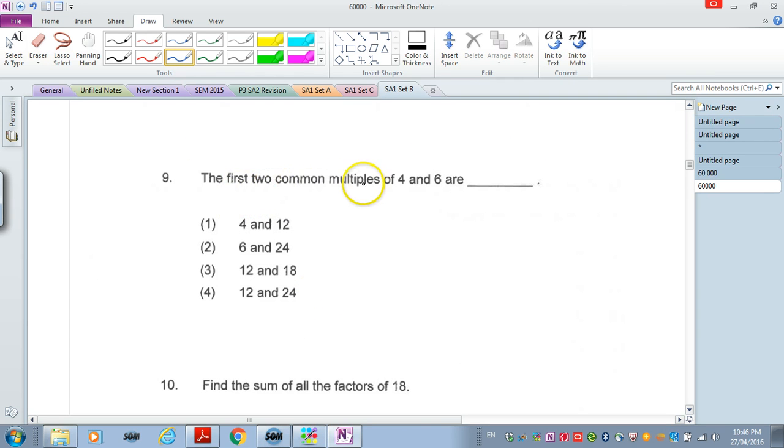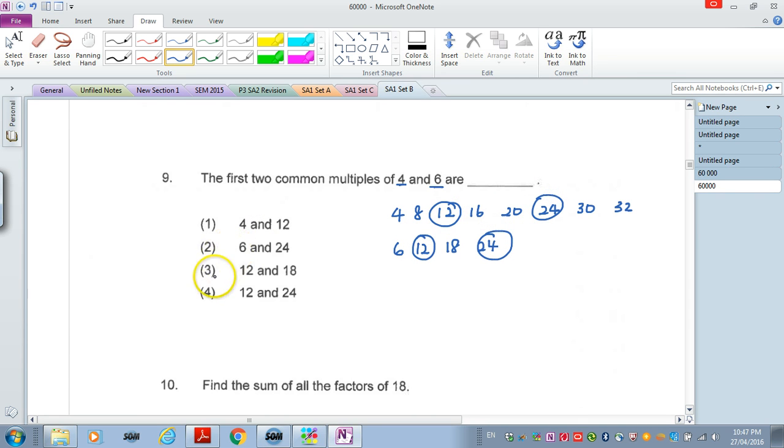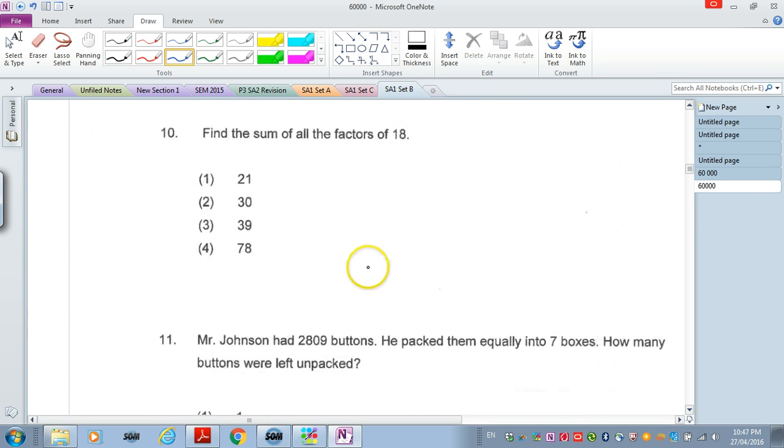The first two common multiples of 4 and 6. Multiples of 4: 4, 8, 12, 16, 20, 24, 28, 32. Let's look at 6. It will be 6, 12, 18, 24. So we know that 12 and 24 are the two common multiples. So it's option number 4.